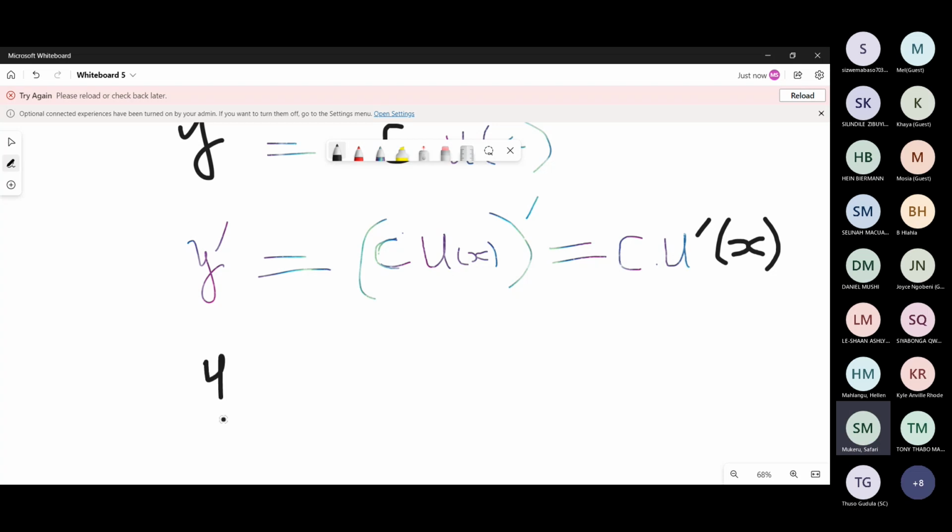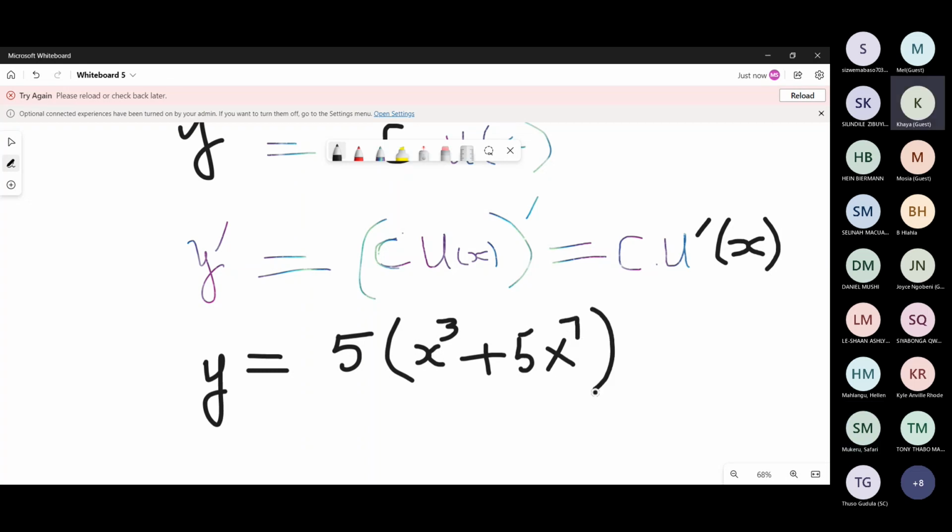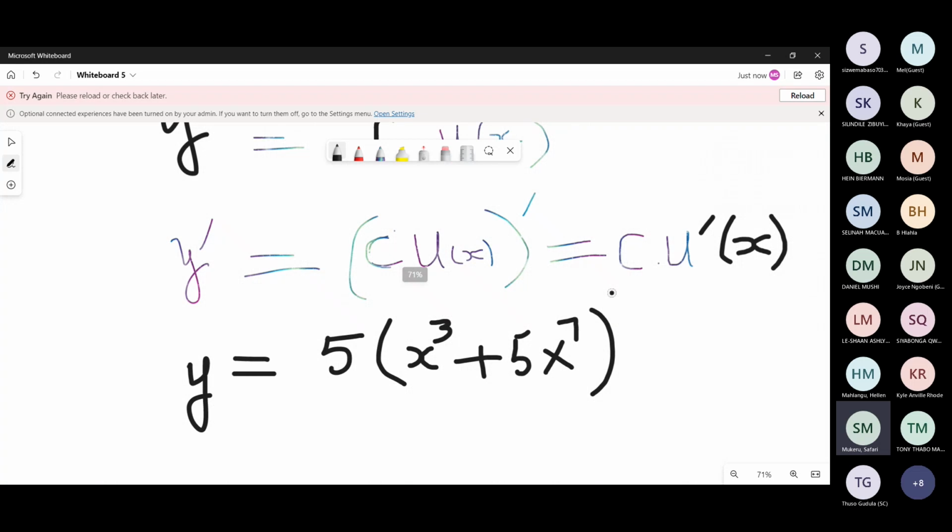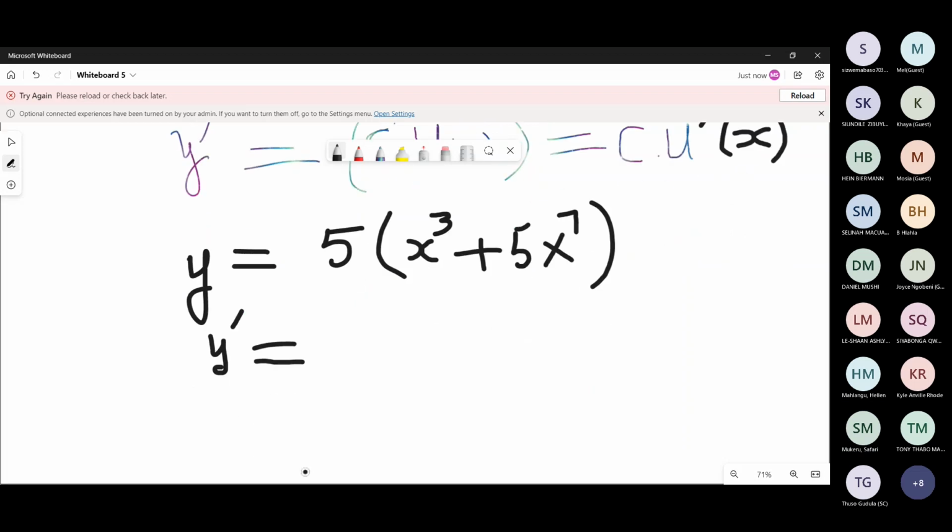I think this is very basic. We discussed this again last time. If I consider, for example, the function 5 multiplied by x power 3 plus, say, 5x power 7, and we put everything here. Okay. Yeah, what is the derivative of this function, please? Y prime. How do we find the derivative of that function?